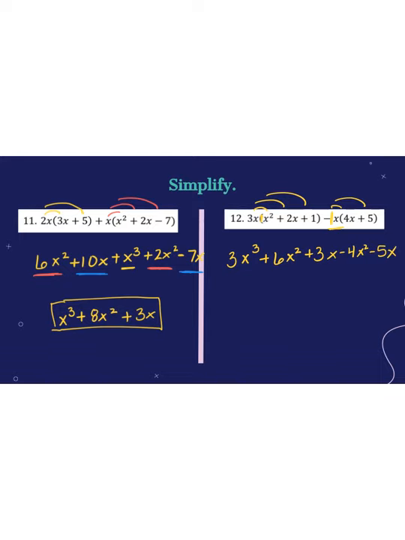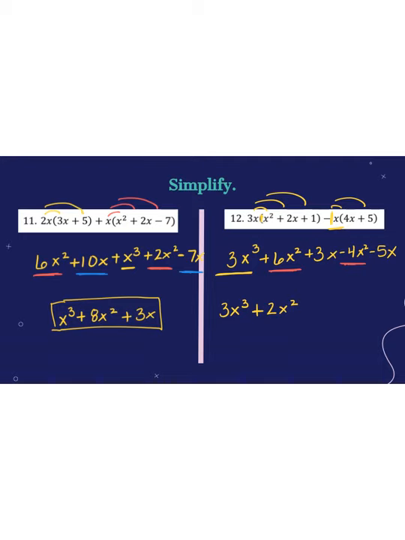Okay, now we have to combine those or simplify them. So I'm going to start with my highest power. So 3x to the third is my highest power, and I don't have anything else to the third, so I can just write 3x to the third. Okay, then I have 6x squared and 4x squared. So I have a positive 6x squared minus, take that negative in front of it, minus 4x squared. So 6x minus 4x gives me a 2x squared. And it's going to be positive. It's a positive 2x squared.